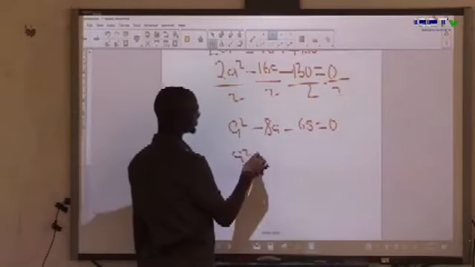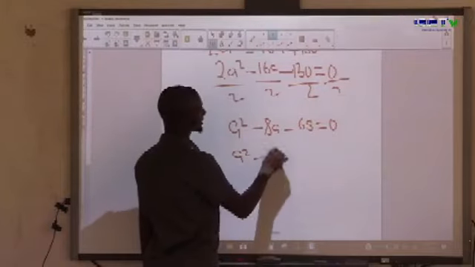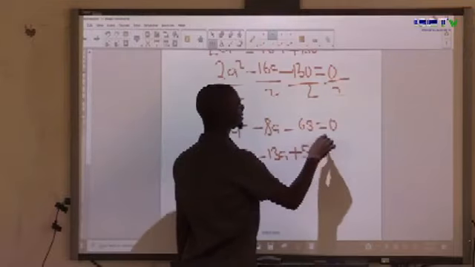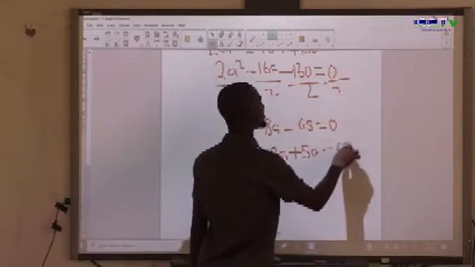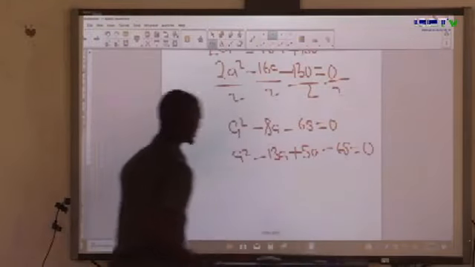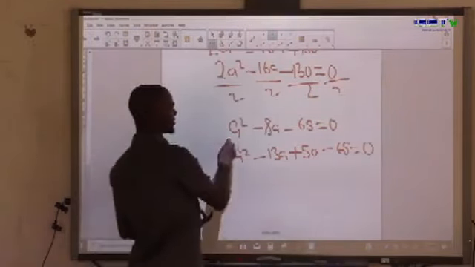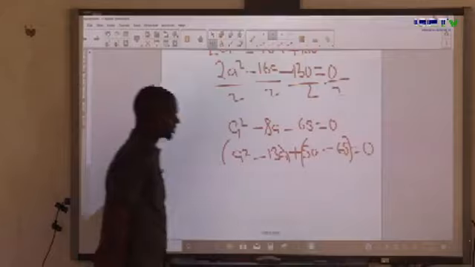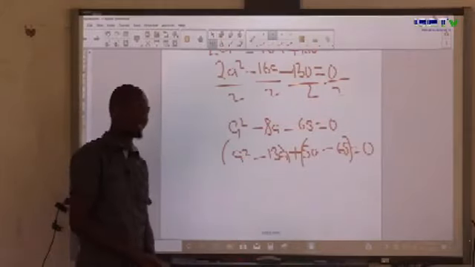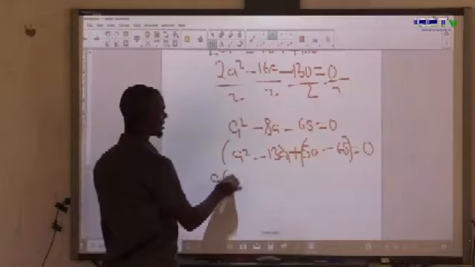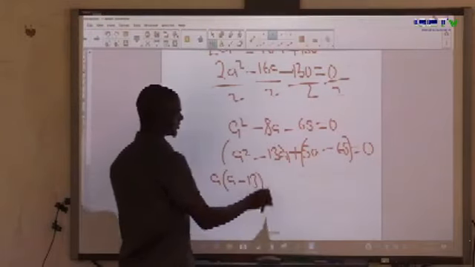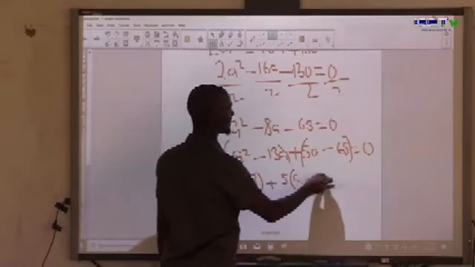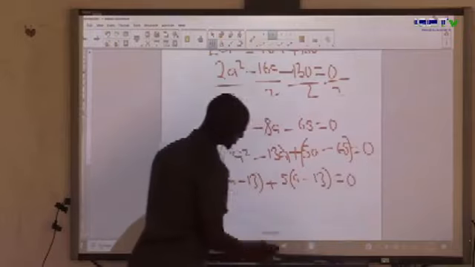So you will have A square minus 13A plus 5A minus 65 is equal to 0. We group them and factorize by grouping. What is common is A. So you will have A outside, you have A minus 13. Then here 5 is the common factor. Then you have A minus 13 is equal to 0.